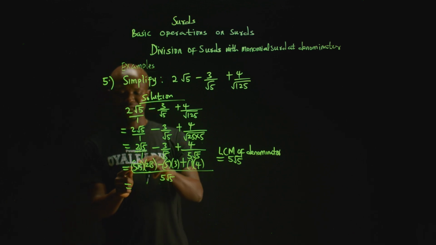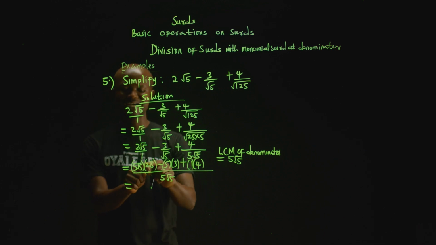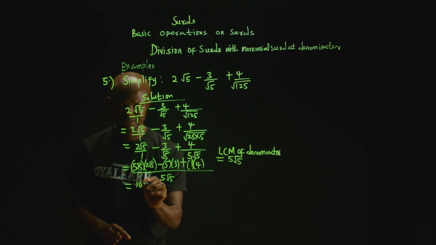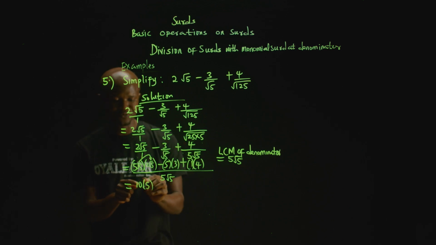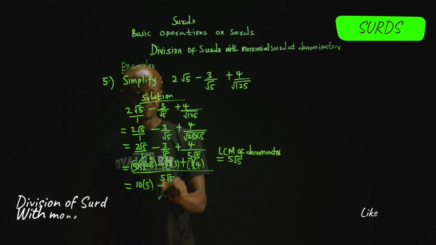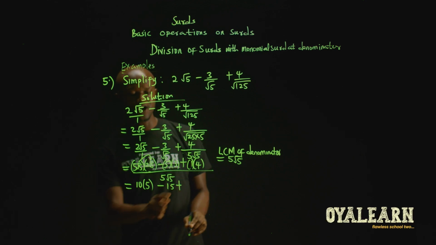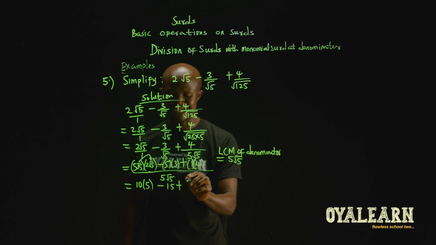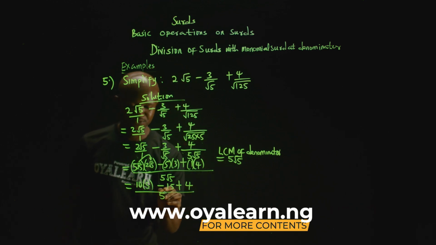So simplifying further, what are we having? Now, outside we multiply outside, inside multiply inside. 5 times 2, that's what? 10. And root 5 times root 5 is 5. Don't forget. So minus, what are we having? 5 times 3, that is 15. Then plus 1 times 4, that is 4. Divided by 5 root 5.